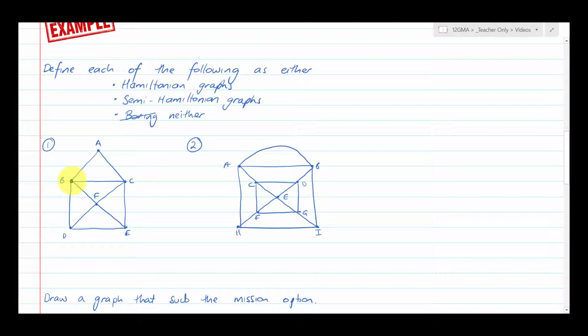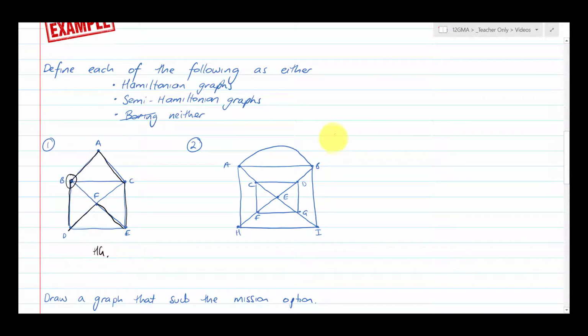Let's say I started at B. Can I travel to each vertex exactly once? And can I get back to the start doing it? So I get to A, I get to C, I get to E, I get to F, I get to D, I get to B. I've covered every vertex, I've not repeated an edge, and therefore this is a Hamiltonian graph.